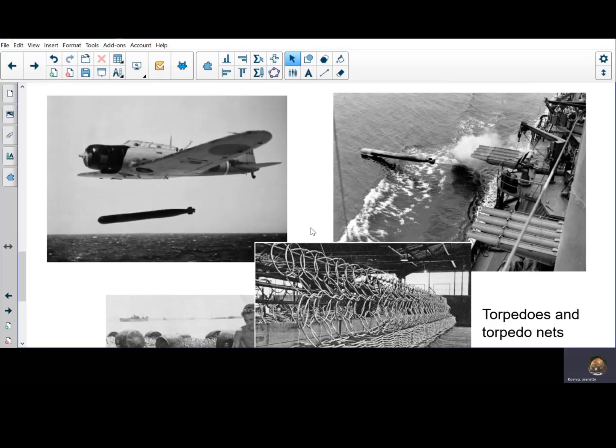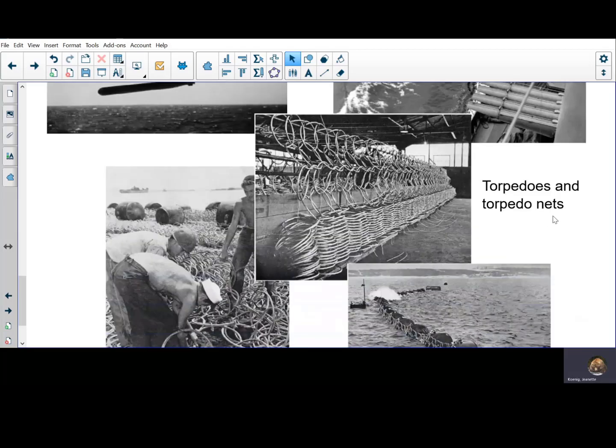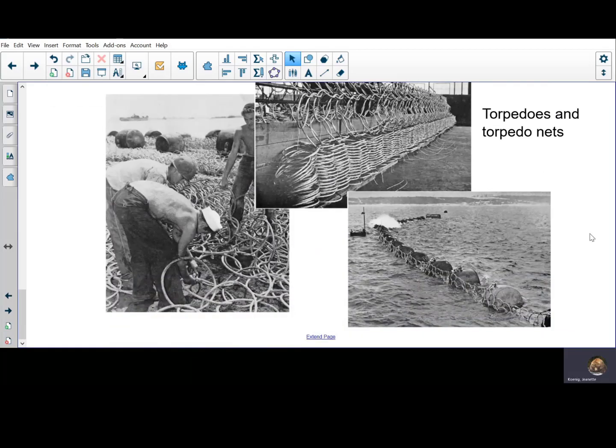Again, the Americans didn't keep up with technology. Now, torpedo nets are something I'd never heard of, which actually isn't that surprising because there are lots of things I've never heard of, but here's what they look like. They were used to stop torpedoes, and sometimes they were even mounted on ships.